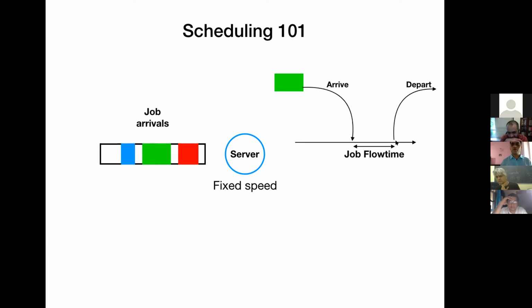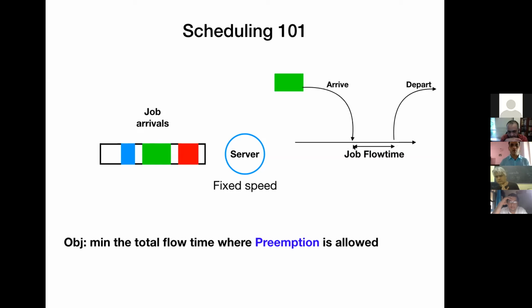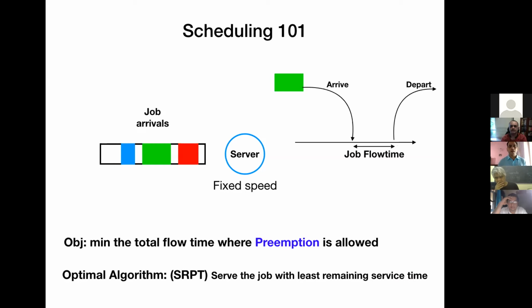And what you want to do is to minimize the flow time summed across all jobs when preemption is allowed. If preemption is not allowed, then the scheduling problem is kind of trivial. It's only when preemption is allowed that the scheduling problem becomes interesting. And what we know is that the optimal algorithm is in fact what is known as SRPT, serve the job with the shortest remaining processing time. So every time you look at the job which has the least amount of work remaining, you pick that job and process it and keep going on. And that is an optimal algorithm.